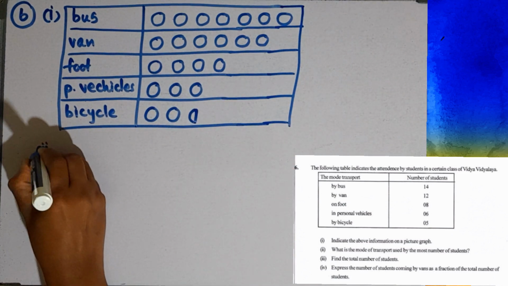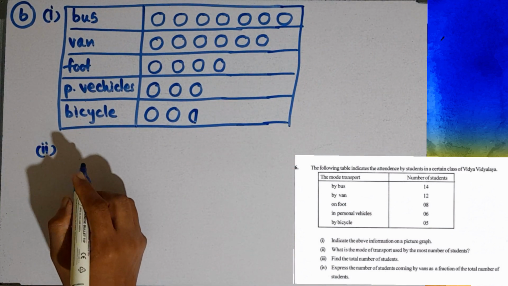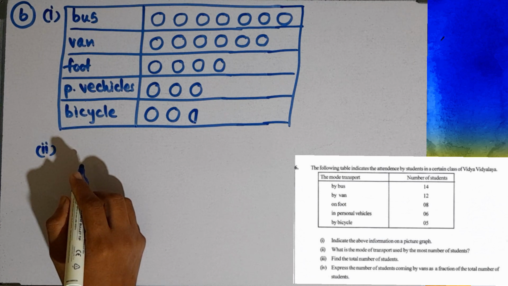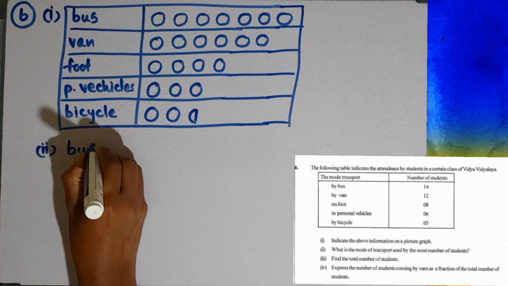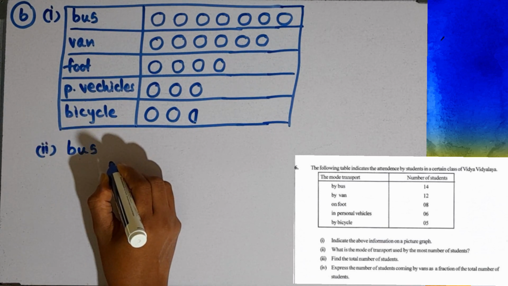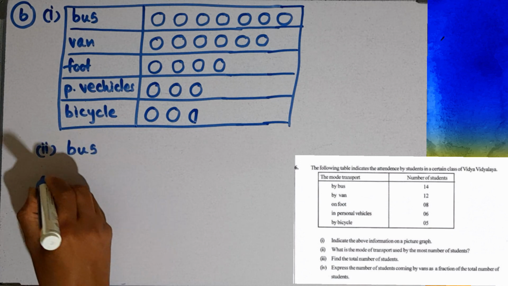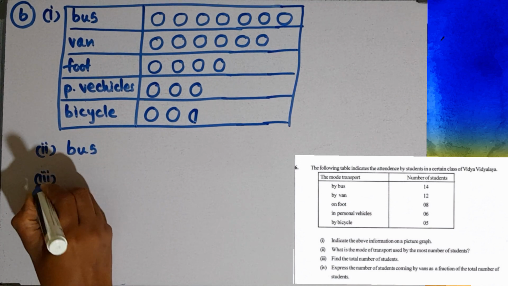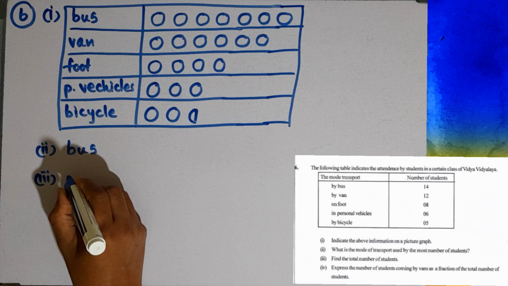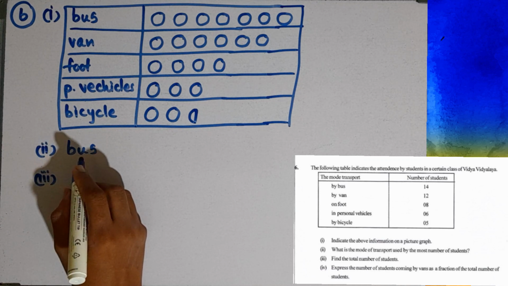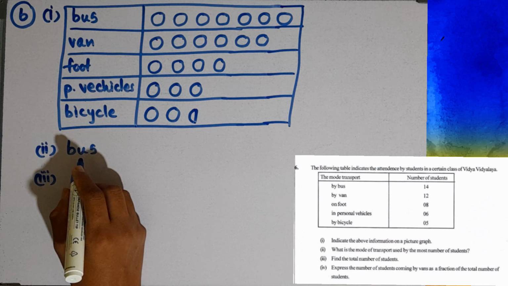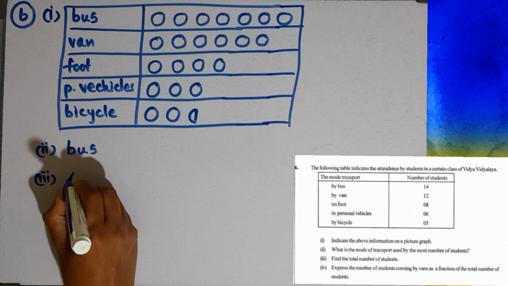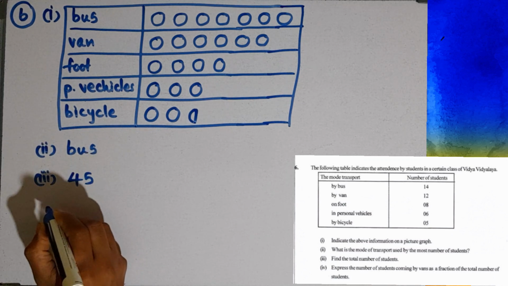Then second question, what is the mode of transport used by the most number of students? Bus. In this mode we have 14 students, that is the greatest value. Then number 3, find the total number of students. If you take the addition, 14 plus 12 plus 8 plus 6 plus 5, the addition is 45. So 45 is the total number of students.